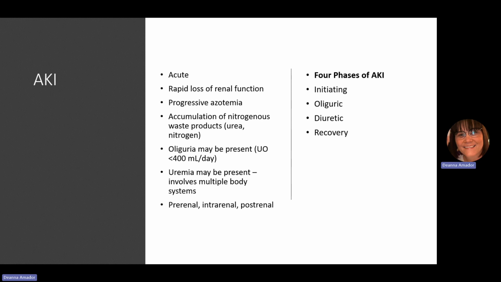Uremia may be present, and it says there's different phases within your acute kidney injury, and then there's different levels where the acute kidney injury can happen. So the pre-renal, intrarenal, and post-renal. Those are the different levels of injury that can occur. We'll go over that. And then your 4 phases of AKI. You have your initiating phase, your oliguric phase, diuretic phase, and recovery.